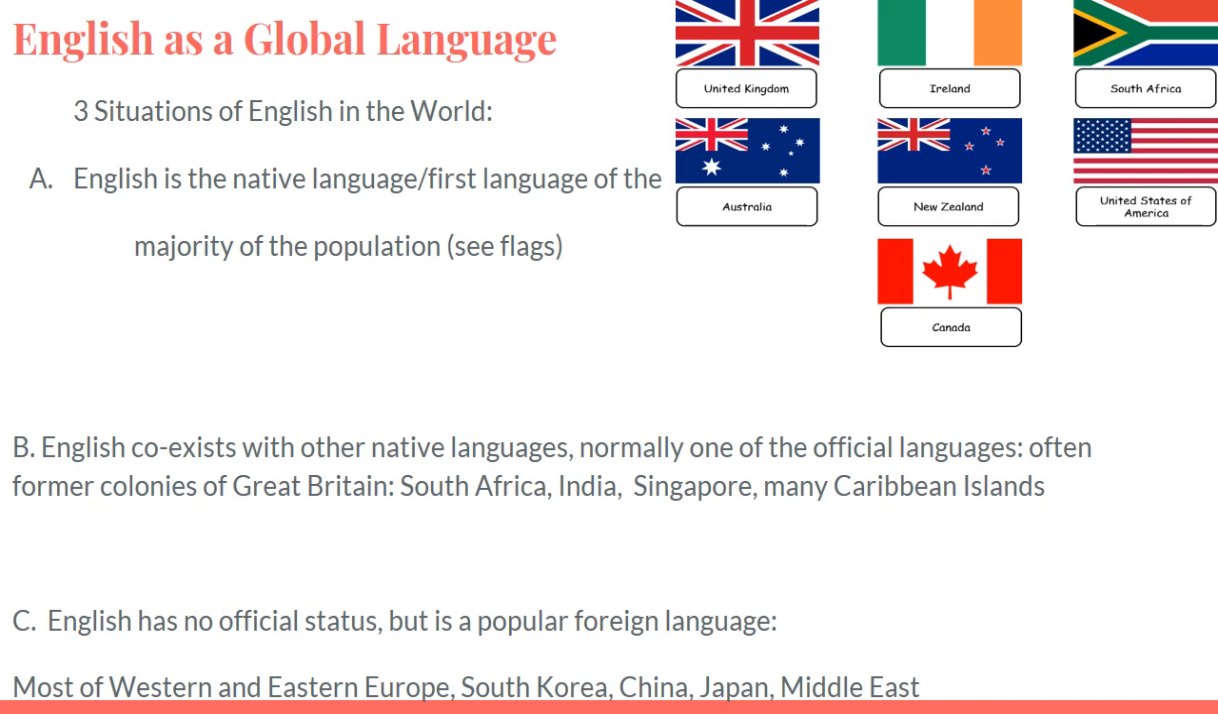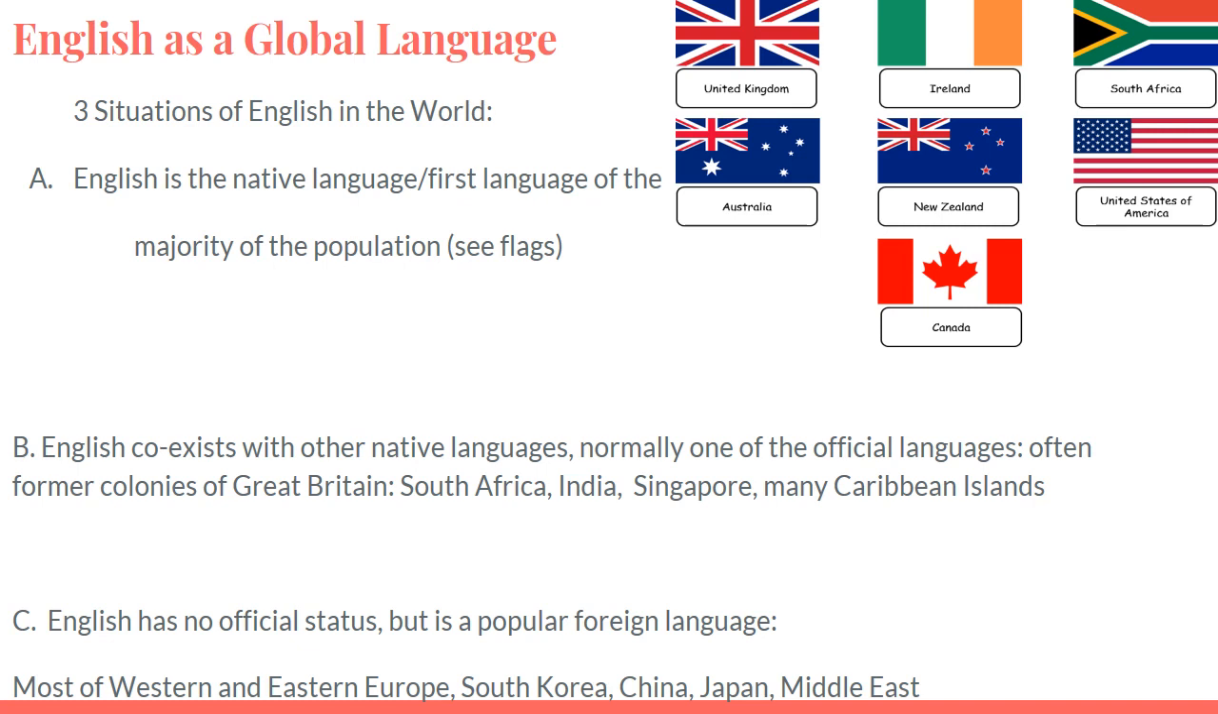The third group of countries have English not having an official status, but English plays an important role as a popular foreign language. And this is most of the rest of the world, especially Western and Eastern Europe, South Korea, China, Japan, and the Middle East. So in these countries, English might not be the official language. It might not be a language that was initially spoken by a lot of people that moved to that region, but rather people have chosen to take up English and to learn English as a second language.